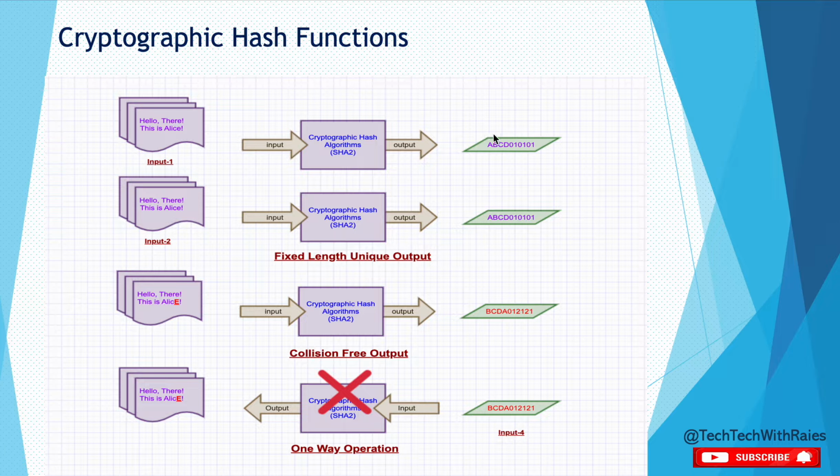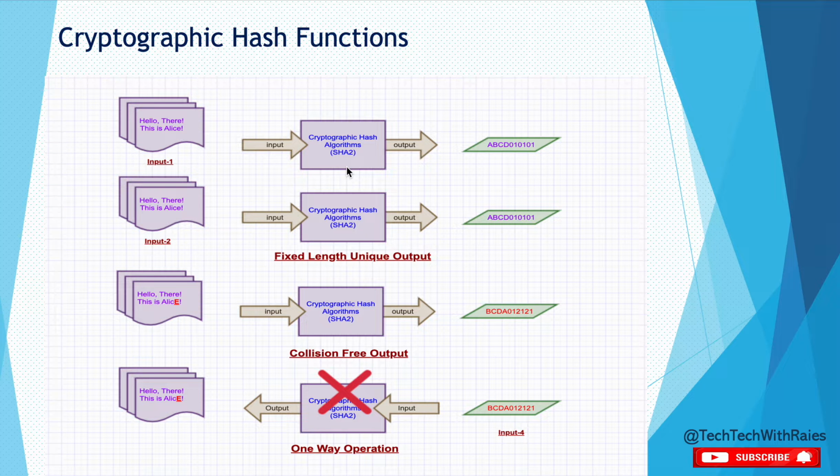This length will be fixed for a given particular hash function. So next time, let's say the input length got doubled, the output will still be of exactly the same length. So this is cryptographic hash functions.